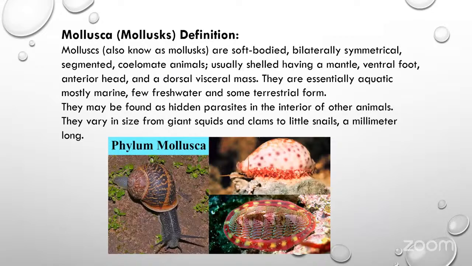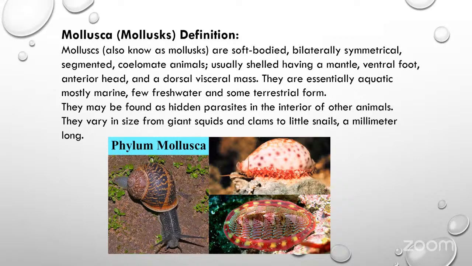Now, these pearls come from freshwater mussels. They belong to a phylum called Mollusca. Now, let us see the general characteristic features of mollusks. So mollusks are soft-bodied, bilaterally symmetrical, unsegmented, coelomate animals, usually shelled, having a mantle, ventral foot, anterior head, and a dorsal visceral mass. They are essentially aquatic, mostly marine. A few are freshwater and somewhat terrestrial forms also.